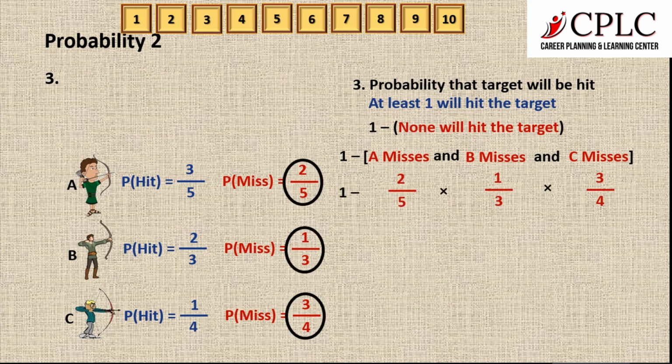That means A misses, B misses, and C misses. You know their probabilities from the initial working. Simply multiply, because of the "and", and whatever is the answer, which is 1 by 10, subtract that from 1, and you get the final answer as 9 by 10, which is option 1. So remember this question.